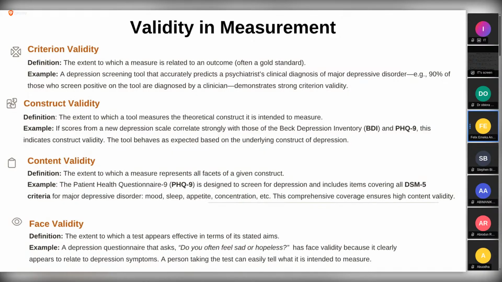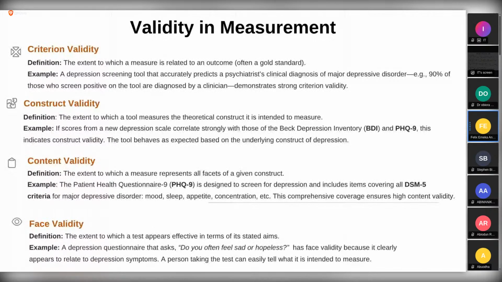Then the other one is the construct validity, which also measures the extent to which a tool measures the theoretical construct it is intended to measure. Meaning that in theory, it is said that something correlates with this. So a higher score means depression, a lower score means no depression. So you have your own tool and you have designed it, so your tool should follow that construct.